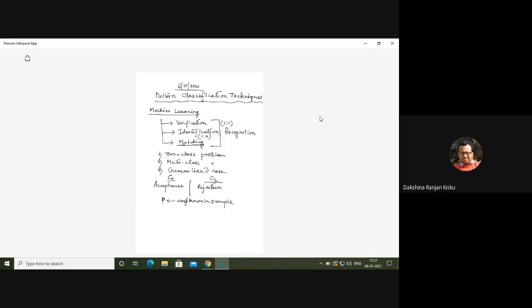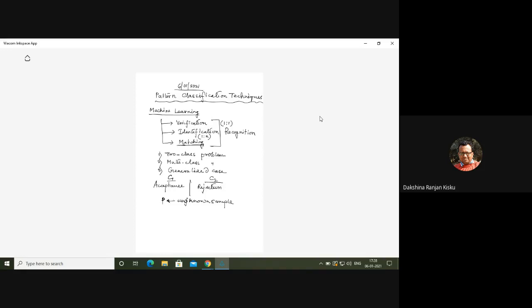That means here one-to-many matching will be done. If we consider there are n number of templates in the database, then this unknown sample P will be compared with the n number of templates. After measuring the distance from the unknown sample to the n templates, we get the minimum distance given by the training template of the corresponding unknown sample. That training template or training sample becomes the close proximity for the unknown sample. So here we have the multi-class problem.